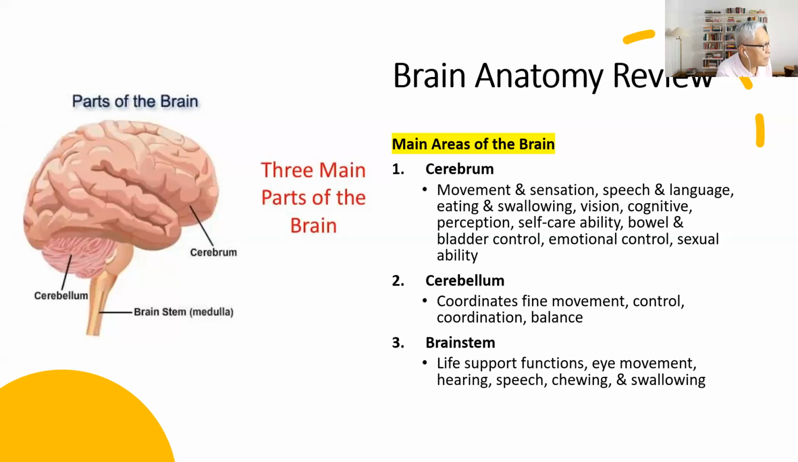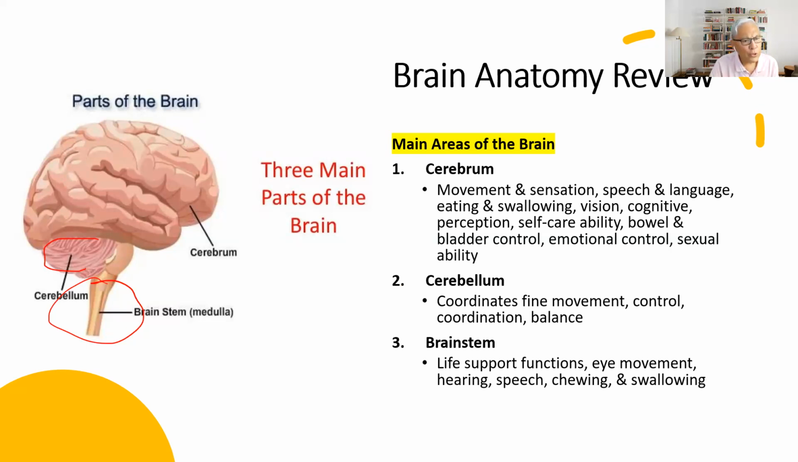And then the middle portion of the brain, right over here, is the cerebellum. And the cerebellum is going to be for coordination of fine movement as well as balance. And lastly, the brainstem right over here is going to be for our biological functions, like the control of blood pressure, pulse rate, temperature, and so on. So those are the three major areas of the brain.